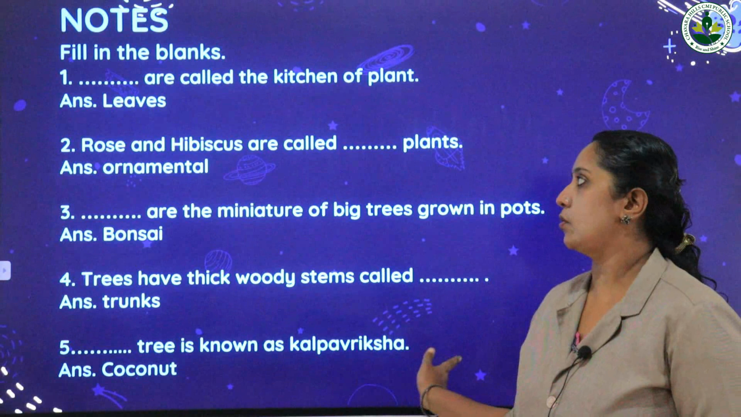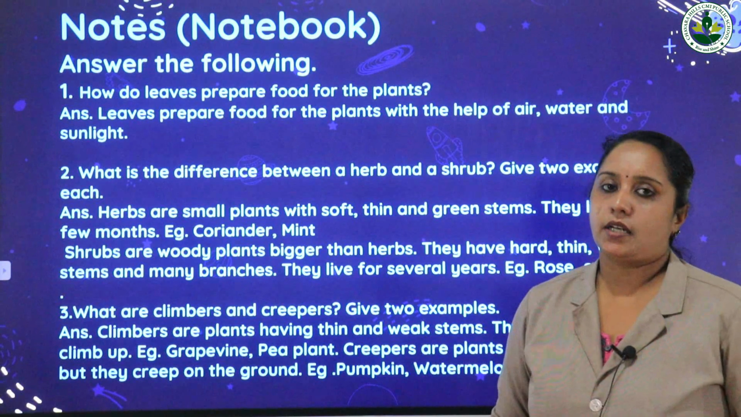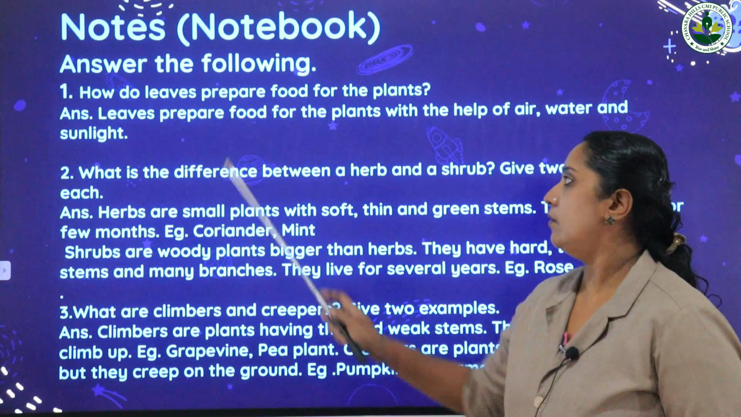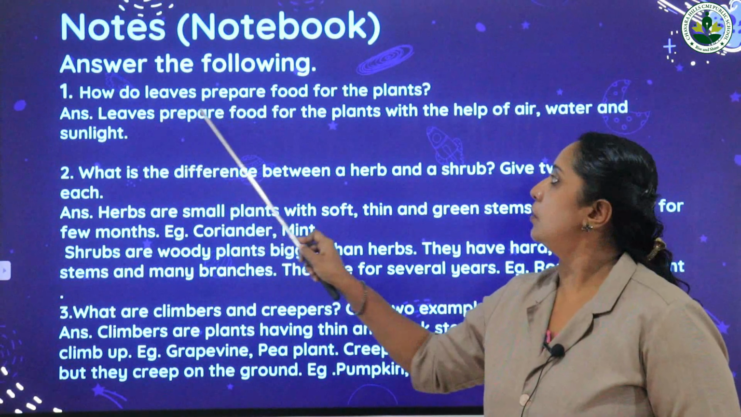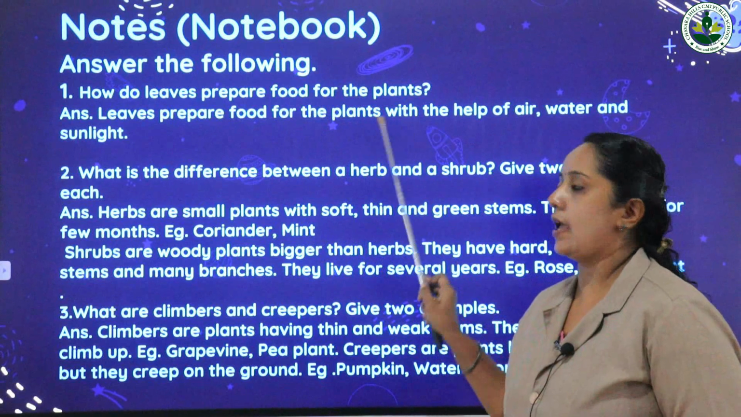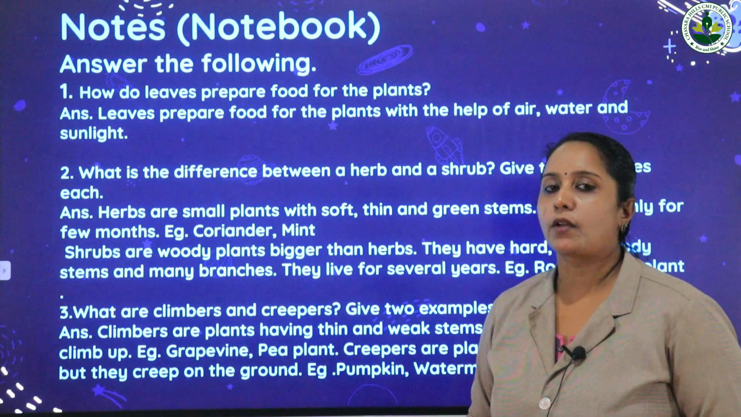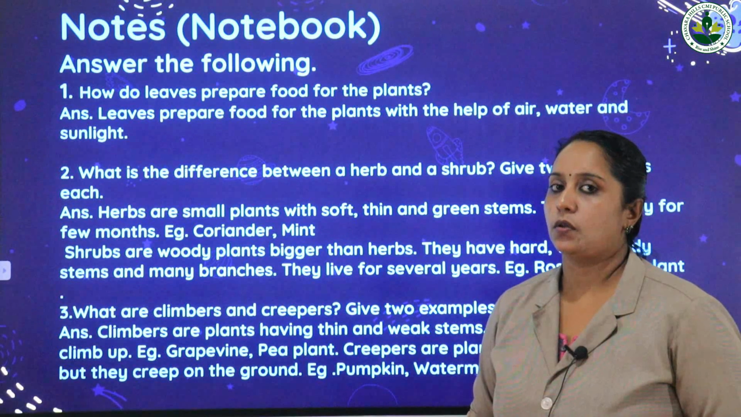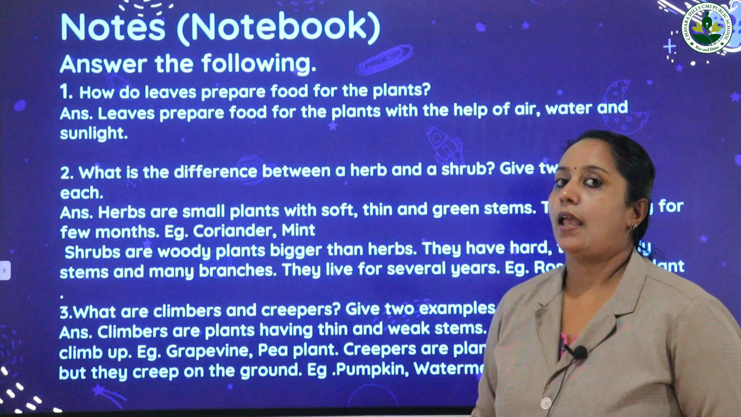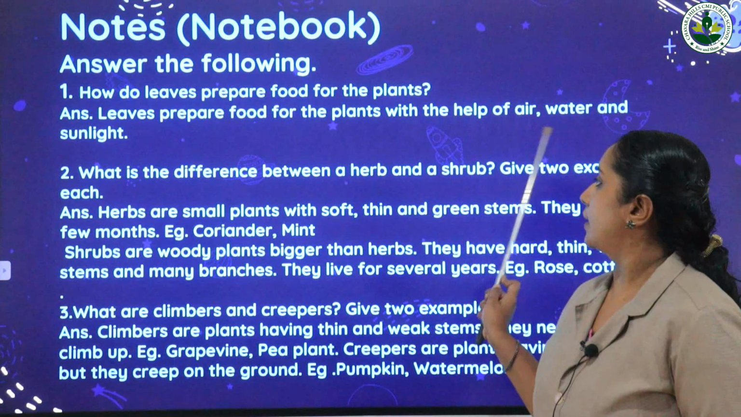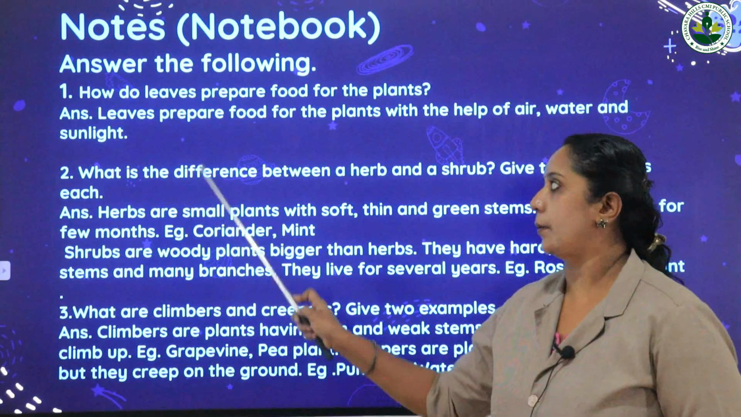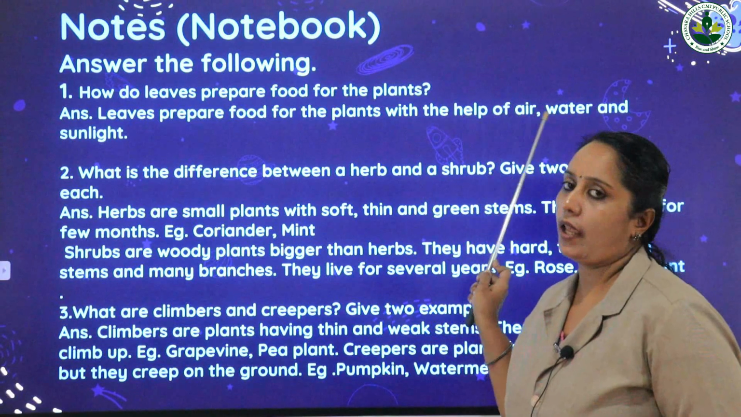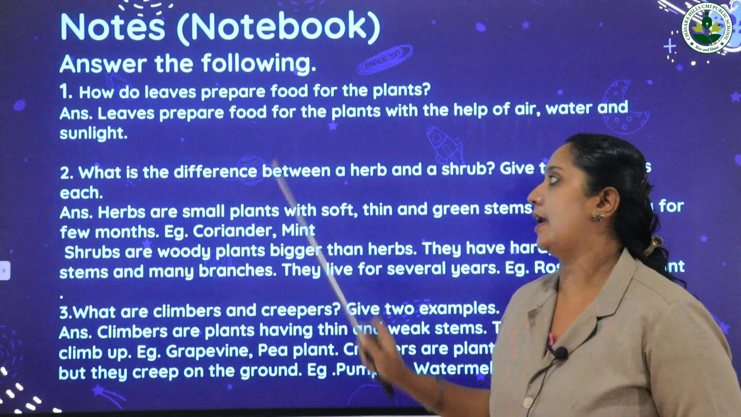Now let us discuss the question answers. So there are 3 question answers in this lesson which you have to copy down in your notebook. First one, how do leaves prepare food for the plants? Just recall. Yes, they prepare food for the plants using 3 things. Which are the 3 things? Air, water and sunlight. I repeat, leaves prepare food for the plants with the help of air, water and sunlight.